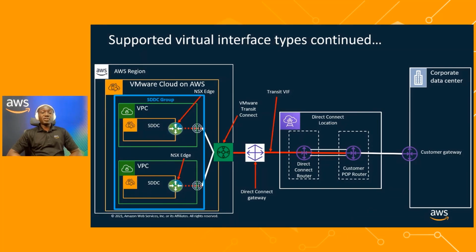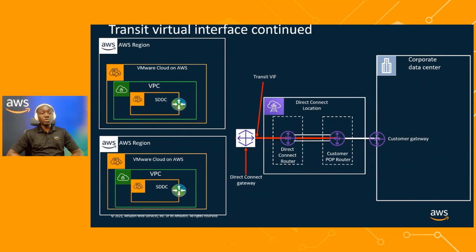Now, what if you have a situation where you have two different regions? Let's say you have VMware Cloud on AWS in US East 1 in America, and you also have another SDDC in the EU region in London, right?